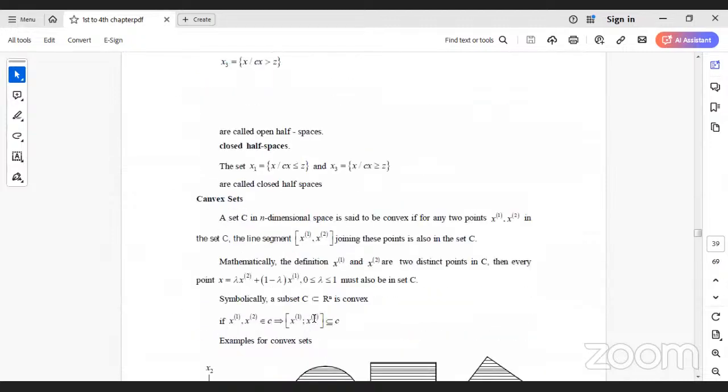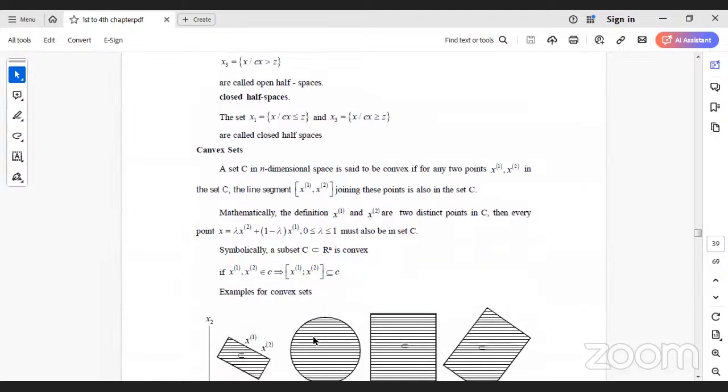So closed half spaces: the set x₁ cx less than or equal to z and x₃ cx greater than or equal to z, we are taking all closed half spaces. Convex sets we are taking here.